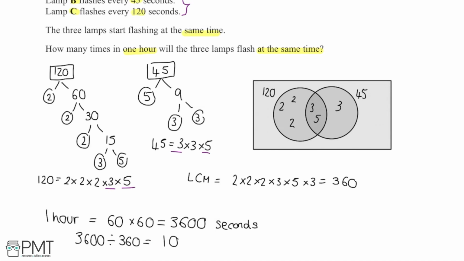So A, B and C will flash all at the same time 10 times within a 1 hour period. So within a 3,600 second period, they'll flash 10 times at the same time. And that brings us to the end of the question.